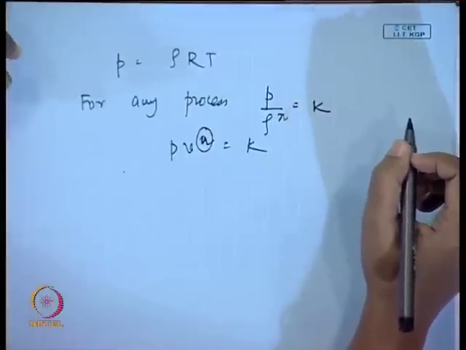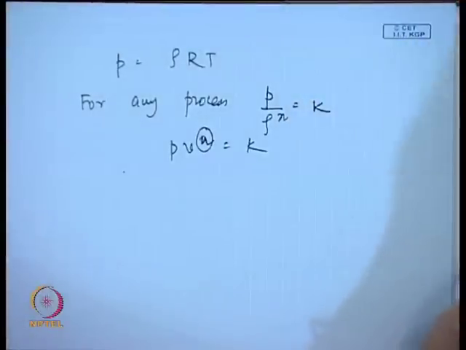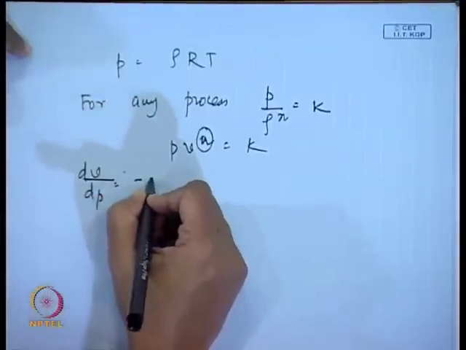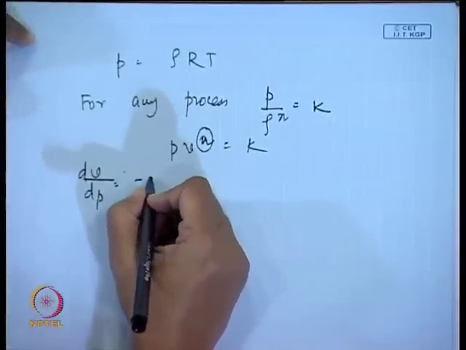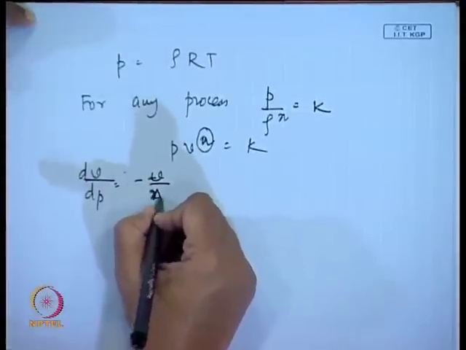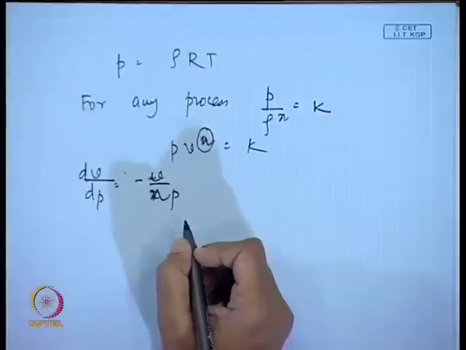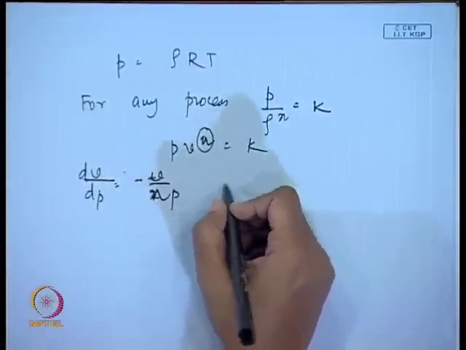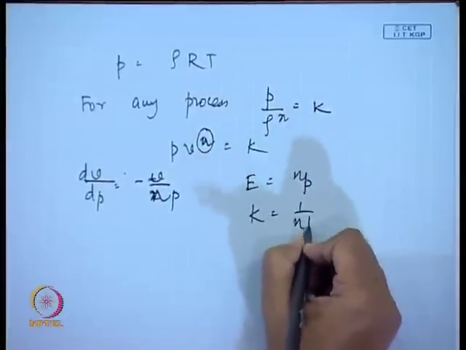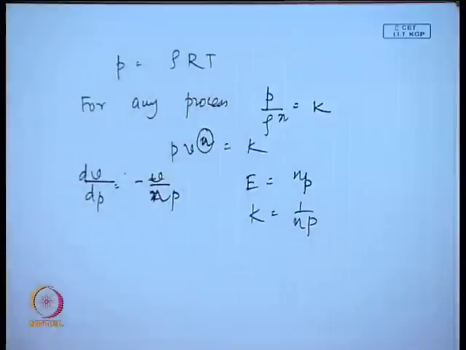All of us know it. N equals 1 for isothermal process, N equals gamma for adiabatic processes, and so on and so forth. So, for adiabatic processes, more or less we know that dV dP is equal to minus V by NP. And so, from there we can define that E, the bulk modulus of elasticity, is nothing but NP, and kappa equals 1 by NP. This we know very well and we can define.